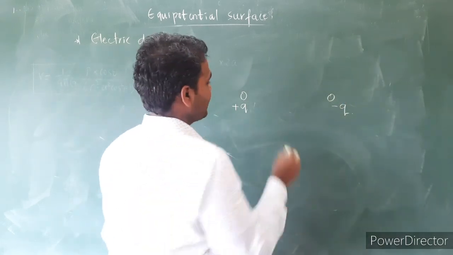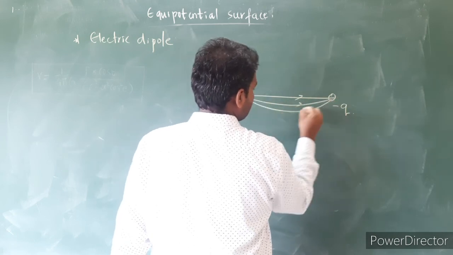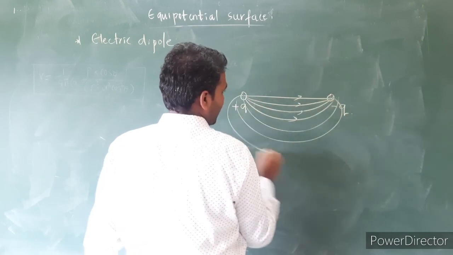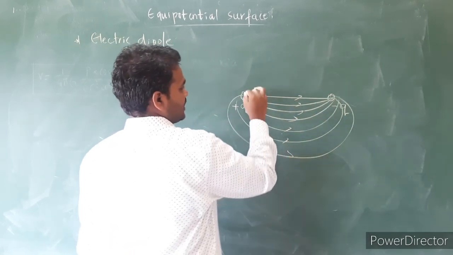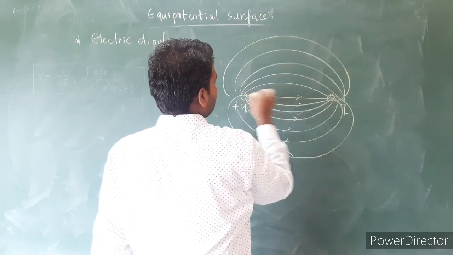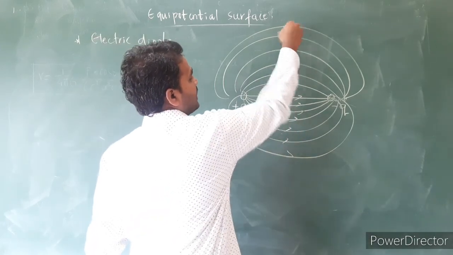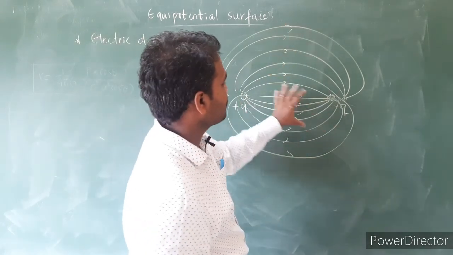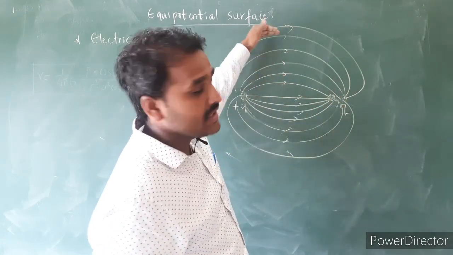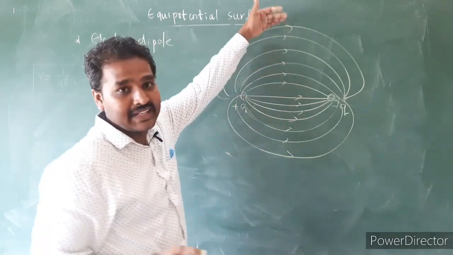If I draw the electric field lines between them, we know the electric field lines originate from the positive charge and they will terminate at the negative charge. So, this is how we have the electric field lines. Similarly, on the other side also we will have electric field lines which start from the positive charge and get terminated at the negative charge. We can clearly observe here, in between these two charges the concentration of electric field lines is more, and as we move away the concentration of electric field lines is reducing, or they are dilating.